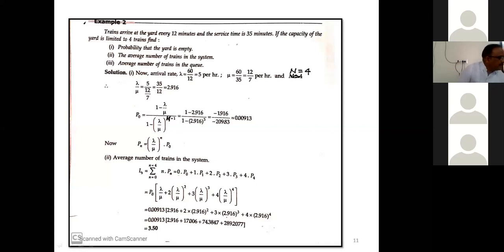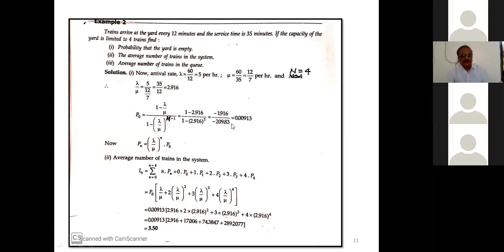Now the first question is to find out the probability that the yard is empty. When I say the probability that the yard is empty, that means we will have to use the first formula. That means there is no customer in the yard, no train in the yard, and it is given by P0 equals 1 minus lambda by mu upon 1 minus lambda by mu to the power n plus 1. So everything is known to us here: the value of lambda, mu, and n. We just have to substitute these values and we'll get the answer.